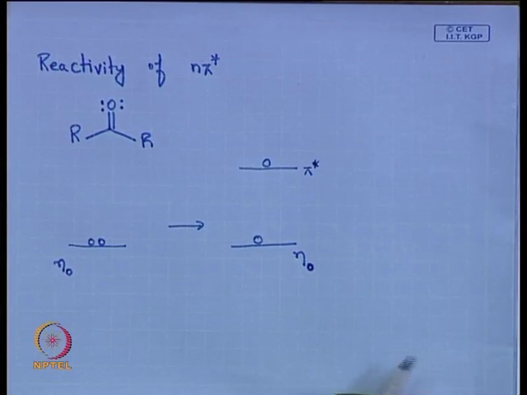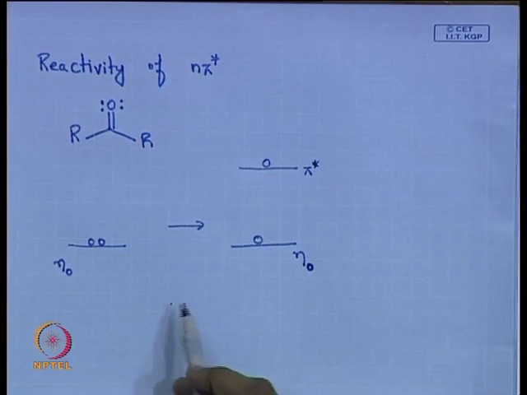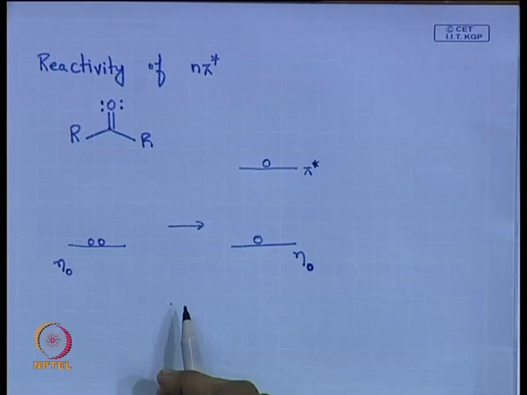Now I am asking: there are 2 electrons, one is a non-bonded electron on the oxygen atom, another is your pi star electron. Which of these 2 electrons will be reactive? Which electron will be reactive to the reactions? One says pi star electrons. You have only 2 options, pi star or the non-bonded electron. Any disagreement with pi star? At least one says it is a pi star electron. We will see what happens.